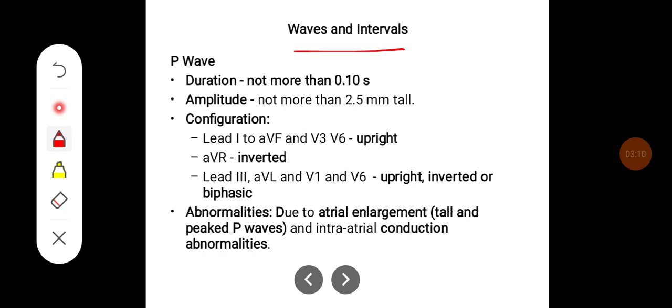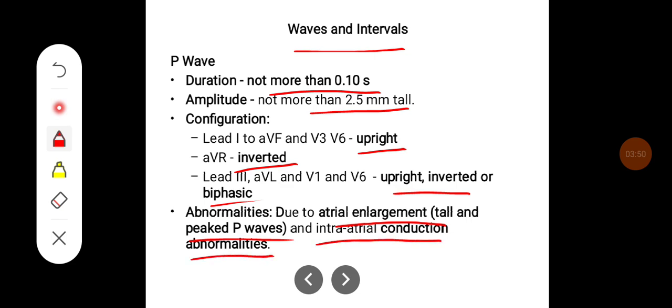Now the waves and intervals. The P wave duration should not exceed 0.1 second. The amplitude should not be more than 2.5 millimeters tall. The P wave in leads 1 to aVF and V3 to V6 is upright. In aVR it is inverted. In lead 3, aVL and V1, V2 it is upright, inverted, or biphasic. The abnormalities of P wave can be due to atrial enlargement, where tall and peaked P waves are seen, and in intra-atrial conduction abnormalities.